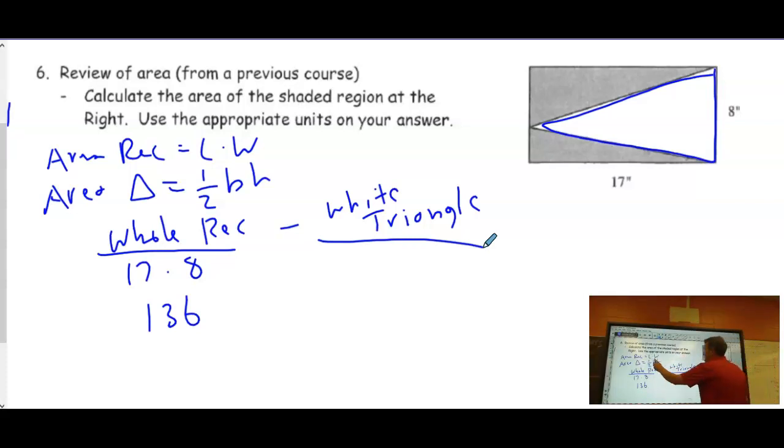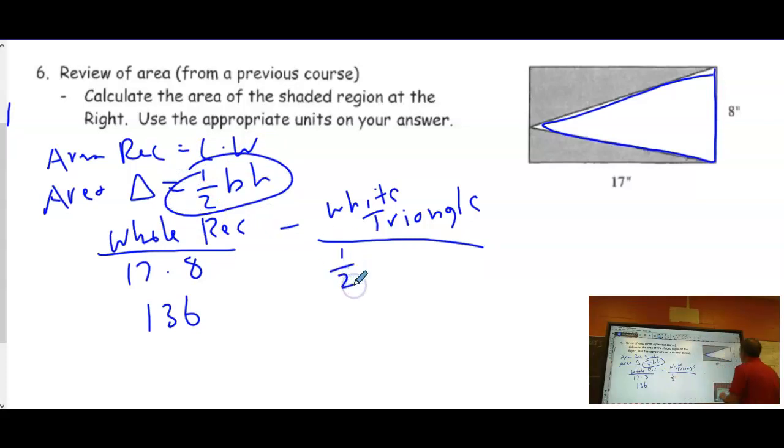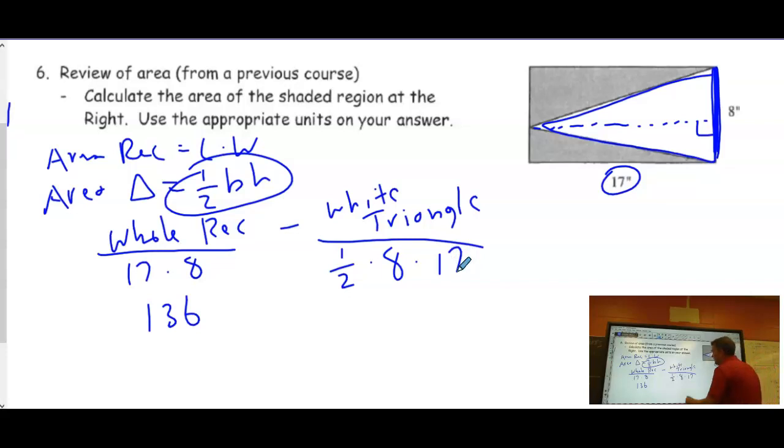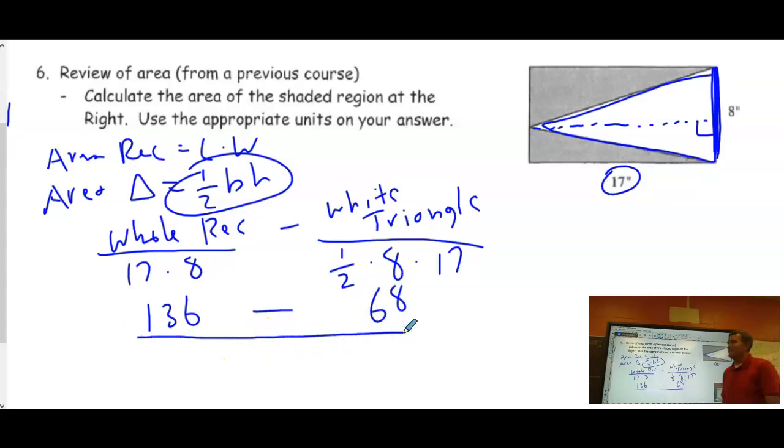So this time I need to do 1/2 times base times height. So it's 1/2. This side would be the base, which is 8. And the height of this, perpendicular to the base, is 17. So it's 1/2 times 8 times 17, which I believe is 68. So I'm simply subtracting these two numbers. The whole rectangle, 136, minus the triangle, 68, and that gives me 68.